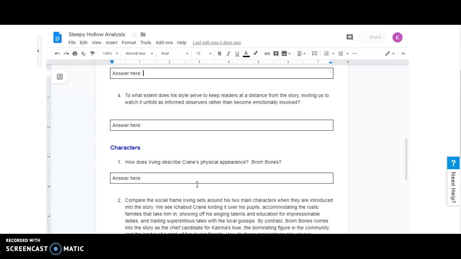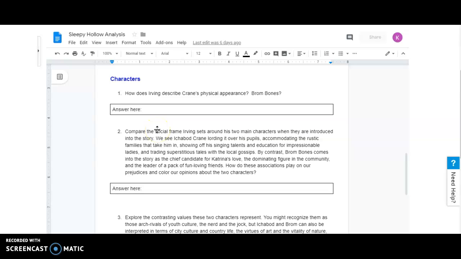And question 4, to what extent does his style serve to keep readers at a distance from the story, inviting us to watch it unfold as informed observers rather than be emotionally involved? You don't become too emotionally involved in the story. Most likely you didn't. So how does that invite us to watch it more so if we had become emotionally involved with it?